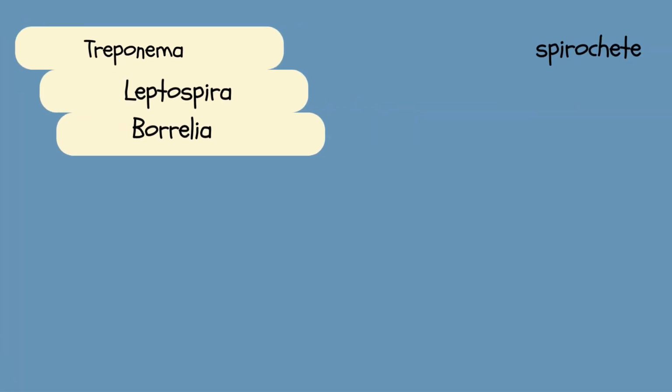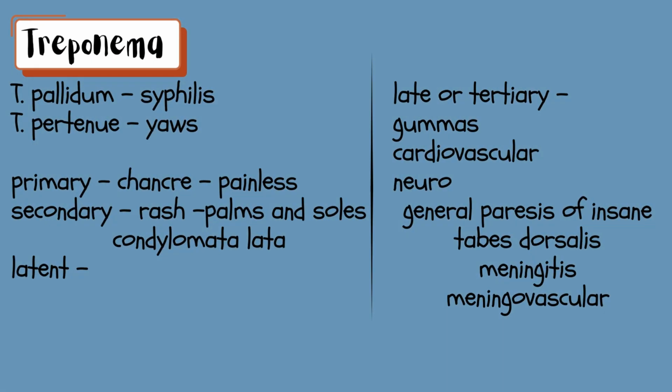Okay, so those were some of the gram-negative bacilli. Coming to spirochetes, they are Treponema, Leptospira, and Borrelia. Your Treponema again has two genus, Treponema pallidum, which causes syphilis, and Treponema pertenue, which causes yaws. Syphilis, you have primary, secondary, latent, and late or tertiary syphilis. So primary syphilis is characterized by chancre, which are painless genital ulcers with painless lymphadenopathy. So primary syphilis, we have painless ulcers with painless lymphadenopathy, and they're usually single.